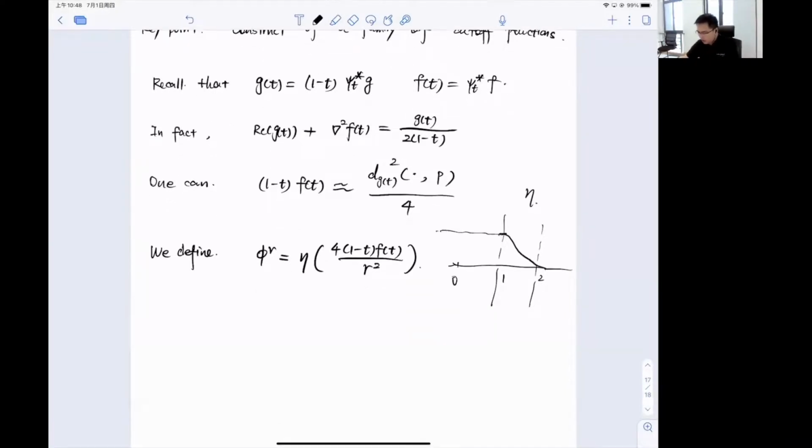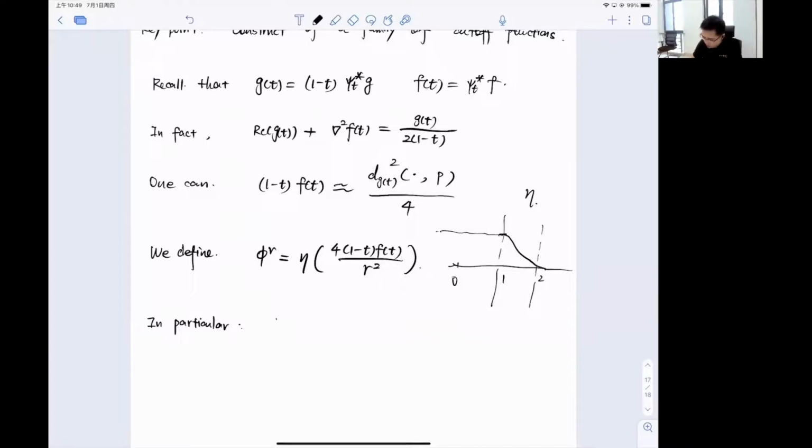Now, we have composed the eta with the expression inside. You can see the inside expression is nothing but d squared over r squared. So this can be chosen as a nice cutoff function for our Ricci flow associated with a Ricci shrinker. In particular, for this choice, we have the following parabolic estimate and gradient estimate.